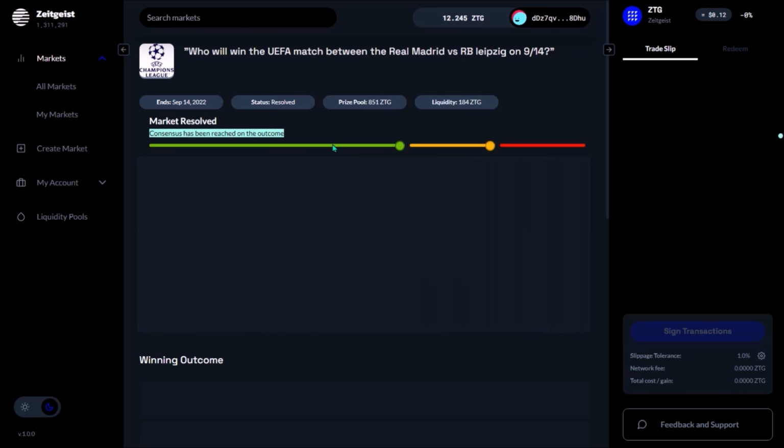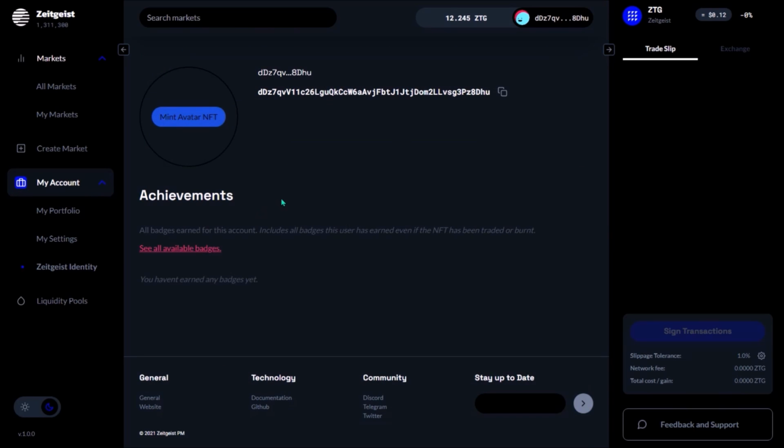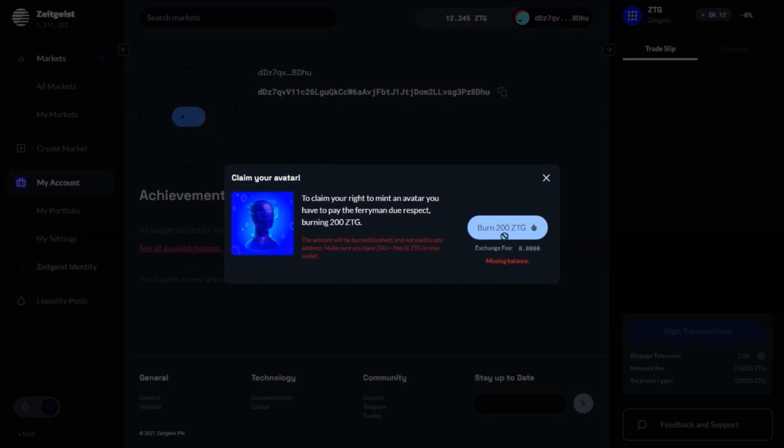It comprises several phases, but the more I'm playing with the app, the more I like it. It just takes a little while and participating in a few markets to get familiar with it. Also under my account and Zeitgeist identity, you can mint your avatar NFT if you haven't already. Minting will cost you 200 ZTG, which will be burned once you have this avatar NFT. You can collect equipable NFT badges. The more you participate in prediction markets, the more badges you will earn.